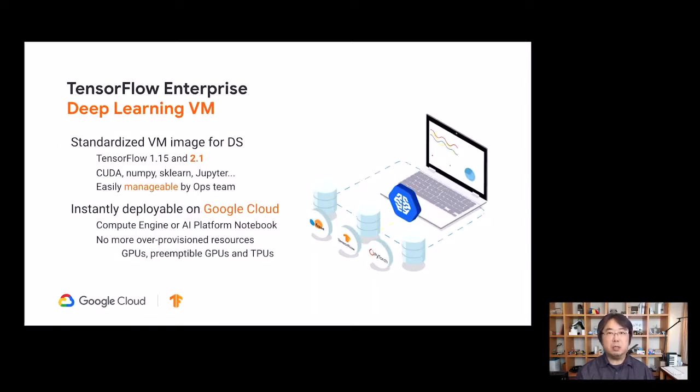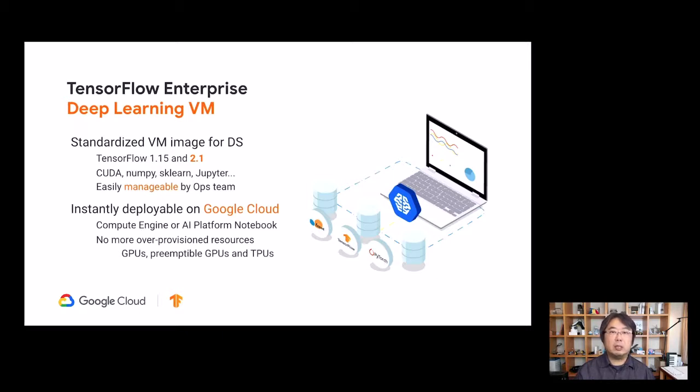Instead, one solution could be using TensorFlow Enterprise on Google Cloud, especially the Deep Learning VM or DLVM. DLVM is a standardized VM image for data scientists. It's a virtual machine image that includes all the everyday tools used by data scientists, such as TensorFlow 1.15 or 2.1 or 2.3, the CUDA drivers, NumPy, scikit-learn, Jupyter Notebooks, PyTorch, and everything. So the data scientists or ops teams don't have to spend their time installing those software from scratch. And also, because it's a VM image, it can be easily instantiated with Google Compute Engine or AI Platform Notebook.